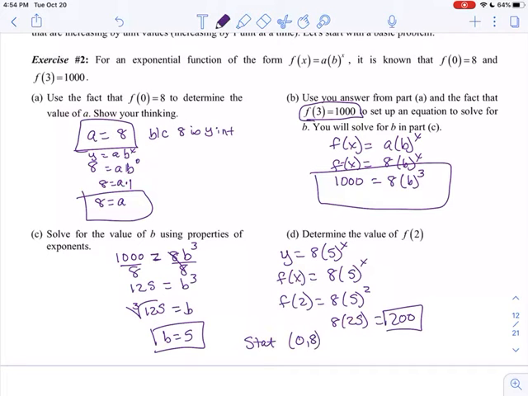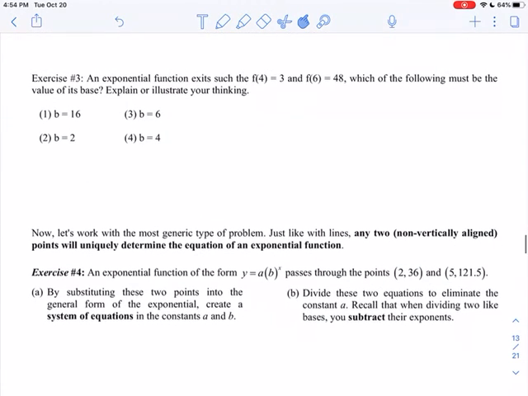Again, you can use your graphing calculator, and you hit stat, and in L1 and L2, you always need 2 points. So my points are 0, 8, and 3, 1,000. You put those in for L1 and L2, and then you hit stat and calc, and you want the exponential regression, whatever it happens to be on your calculator, and then you hit enter, enter, enter, and it'll give you the a and the b. But you have to know how to do this also algebraically. All right.